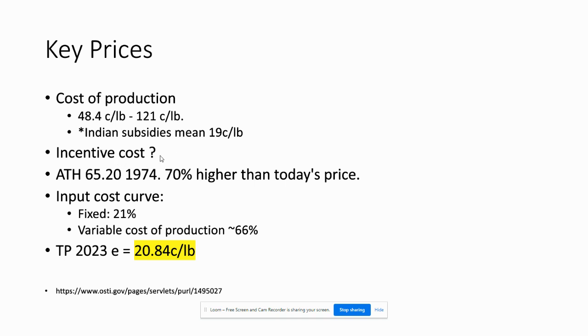Incentive cost, very difficult to work out. It doesn't matter so much with this because every year you can plant a new crop if you wish. All-time high for sugar actually reached 65 cents per pound, and that is an astronomical price for sugar in 1974. So remember, these are in much harder dollars, 70% higher than today's price before adjusting for inflation. So I'm not sure what that will be.